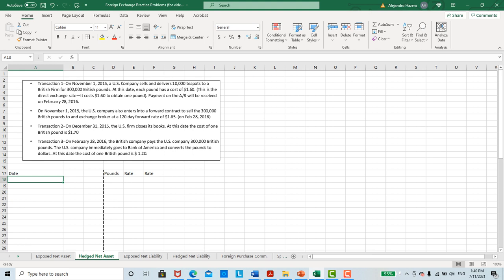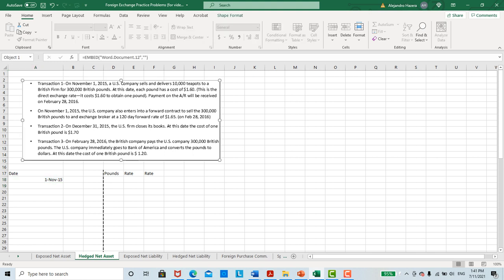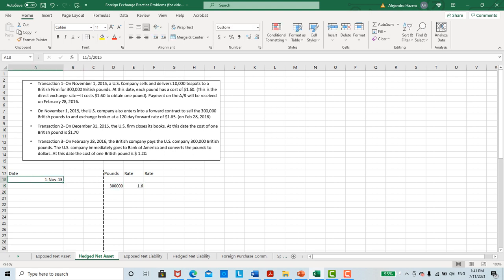Okay, so the first transaction is November 1, 2015. And the first transaction is the same as we already had. We're going to sell. It's going to be valued at 300,000 British pounds, and each one's going to be worth $1.60.